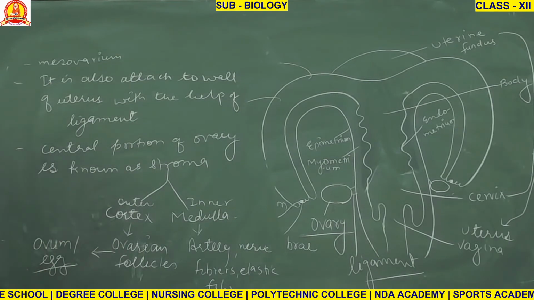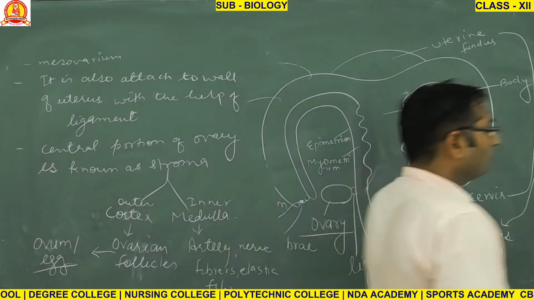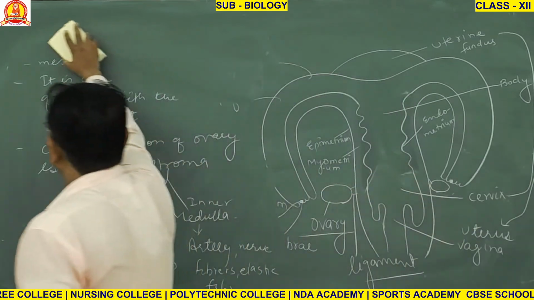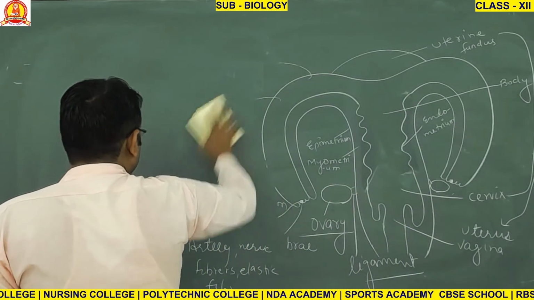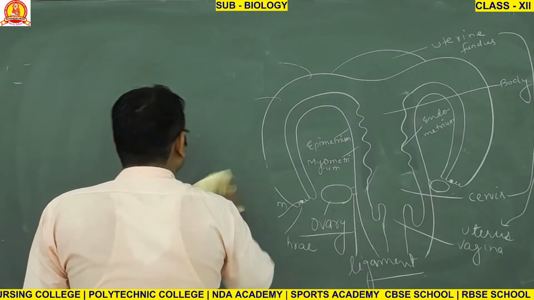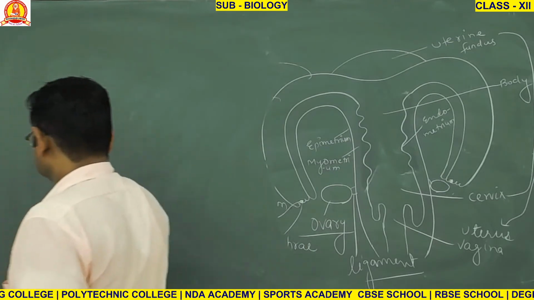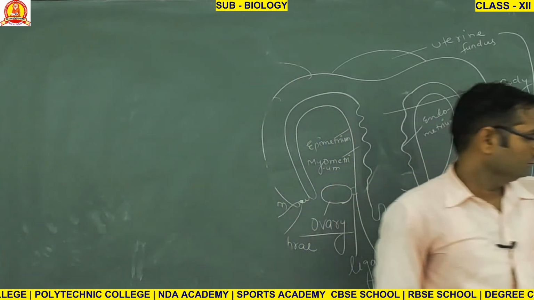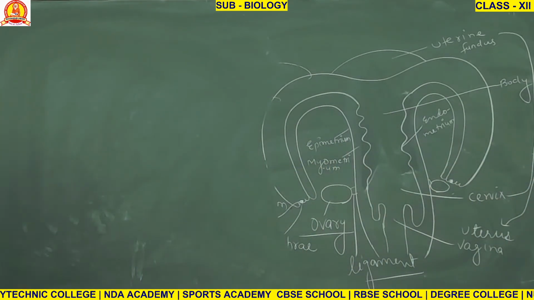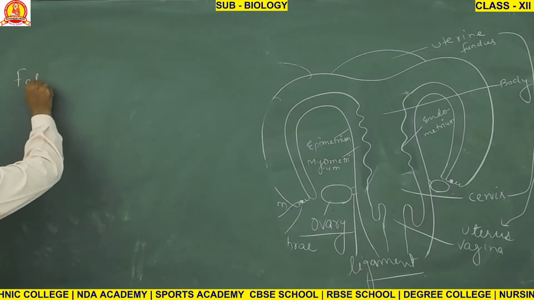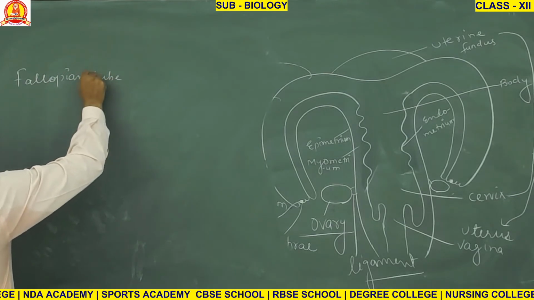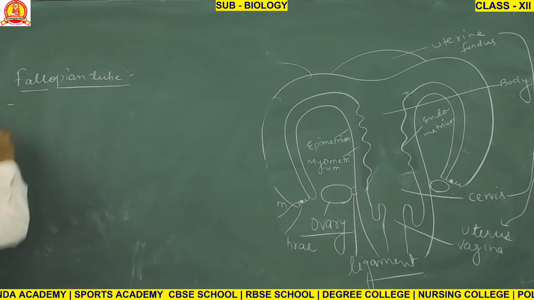Then after this, the next part of the female reproductive system after the ovary is the fallopian tube.